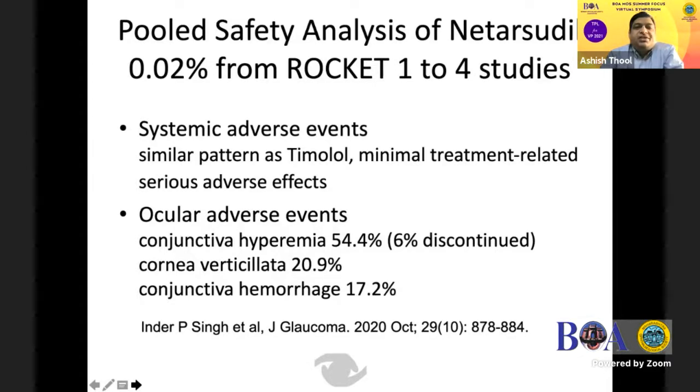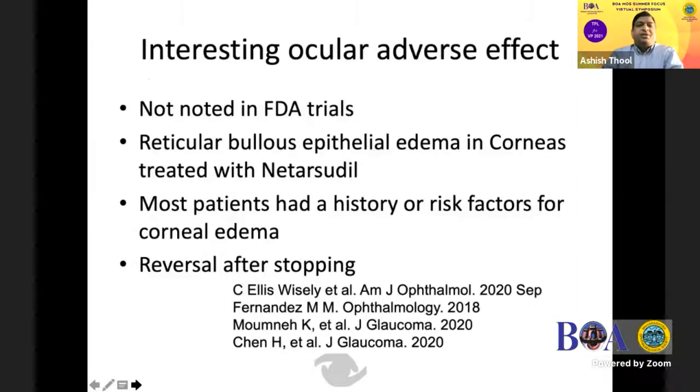The systemic adverse effects are not so great, with minimal treatment-related serious adverse effects. Among ocular adverse events, most commonly, over 50% of the eyes had conjunctival hyperemia, and 6% discontinued the drop because of that. Over 20% showed corneal verticillata. This is whorl keratopathy, similar to what you can see in patients who are on amiodarone therapy or sometimes with topical tobramycin also. There was conjunctival hemorrhage noted in 17.2% of individuals.